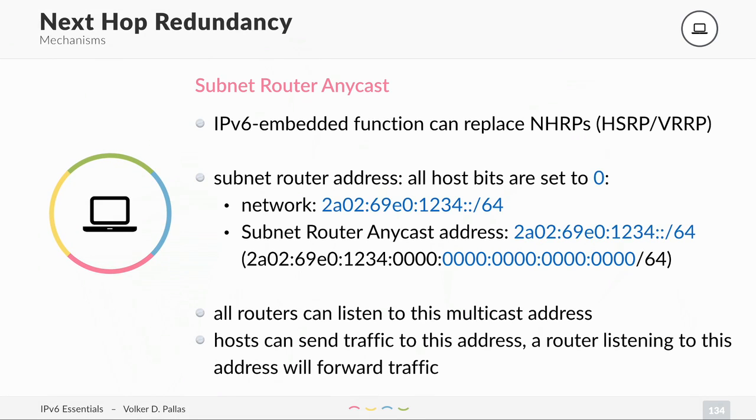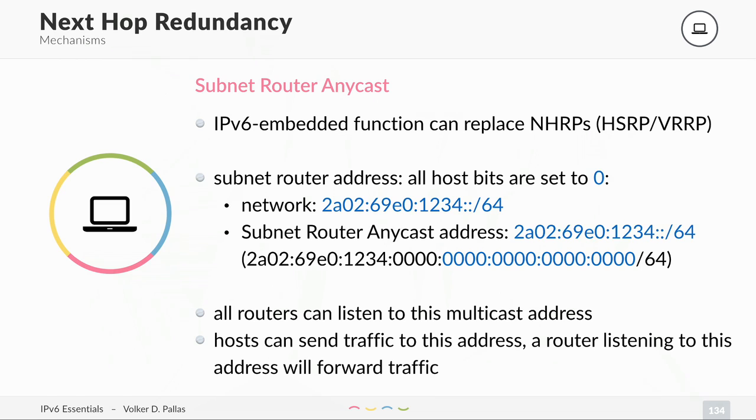It is a nice IPv6 embedded function that can replace your common NHRPs like HSRP or VRRP, depending on what vendor you're using. Subnet Router Anycast uses one router address, which means all host bits are set to 0. So if you have a network like in the example /64, your subnet router anycast is the same address like the network address before. It's all zeros.